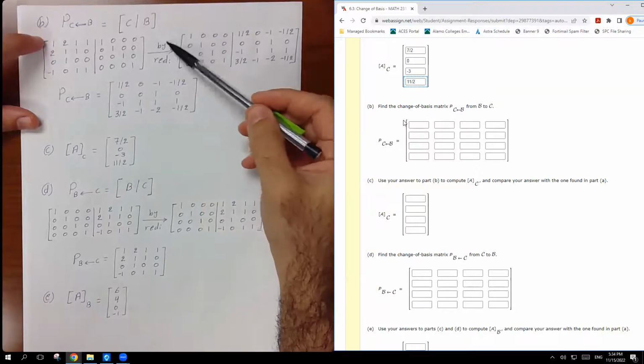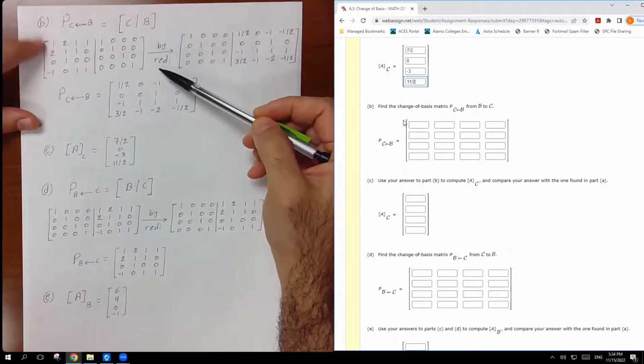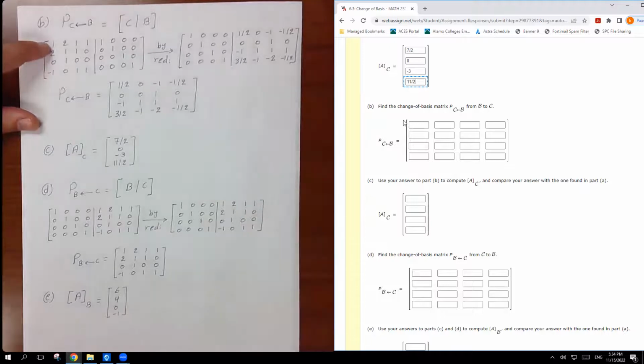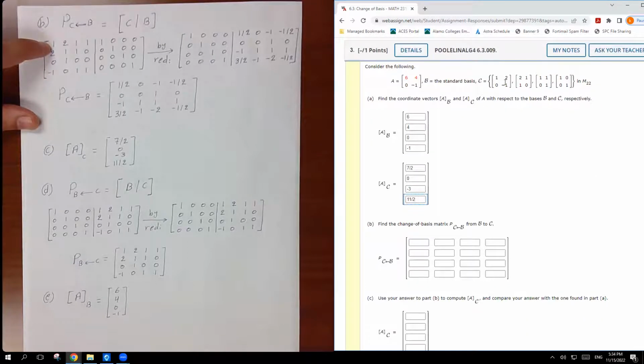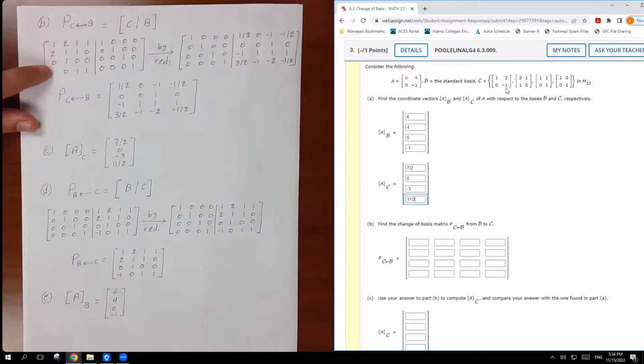So by reduction, how are you going to write down this matrix? If you look here, the easiest way to write down this matrix, each matrix here with the base C is going to be the first column, which is 1, 2, 0, -1. The second column is going to be 2, 1, 1, 0. The third one is going to be 1, 1, 0, 1. The fourth one is going to be 1, 0, 0, 1.